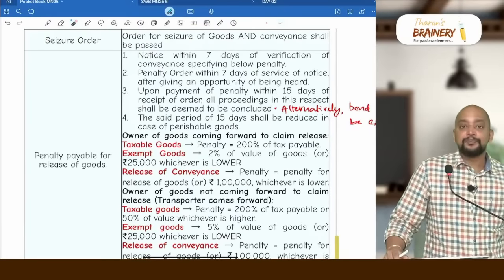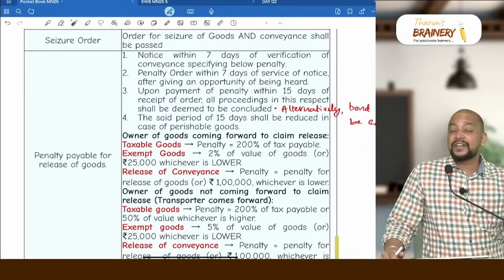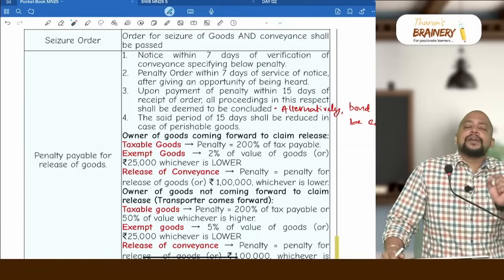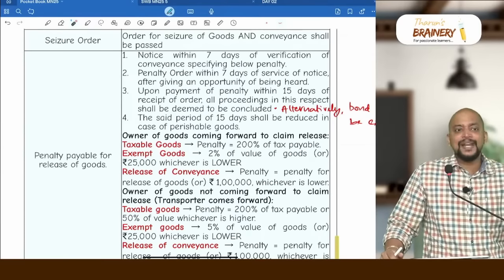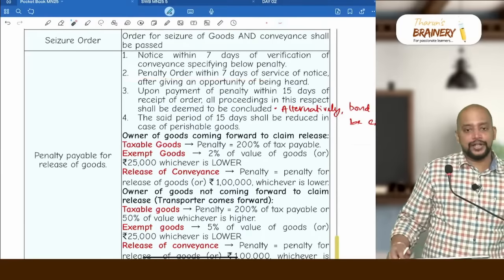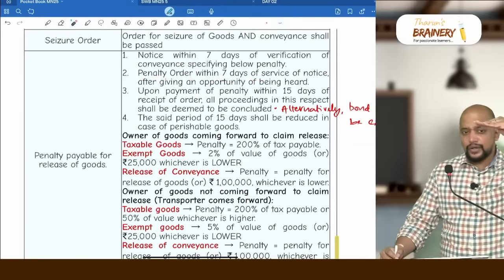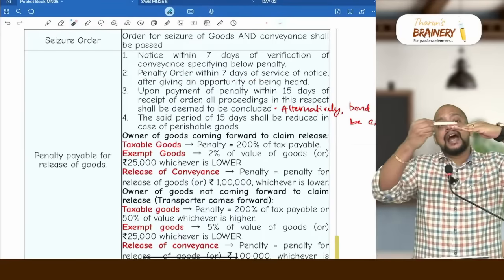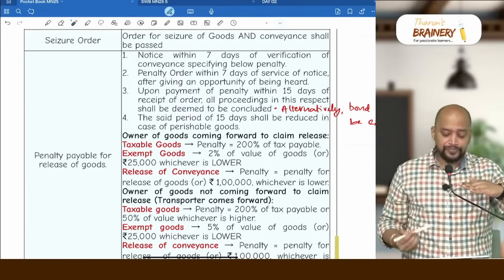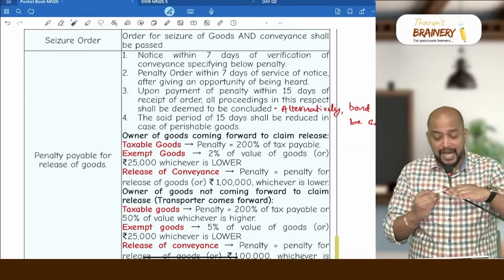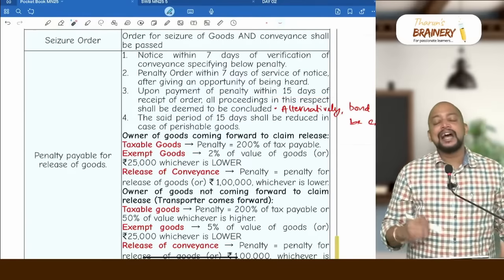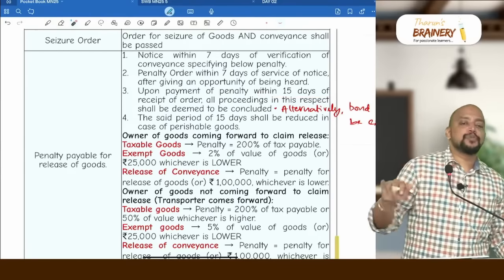Once they pass the seizure order, within 7 days from the seizure order, they will give a notice for payment of penalty, and after 7 days they will pass a penalty order. So: seizure order, 7 days notice for levying penalty, and after the notice, within 7 days they will pass the penalty order. Once they pass that penalty order, within 15 days we need to pay the penalty, otherwise they will dispose of the goods.